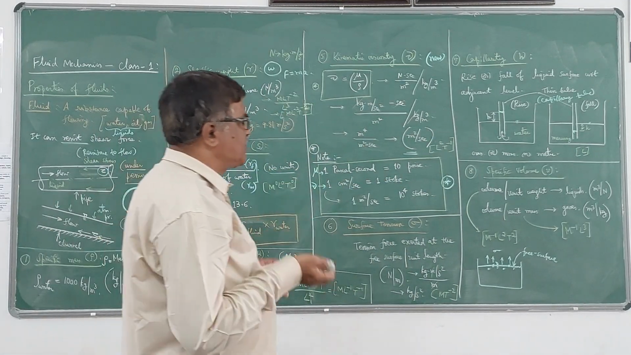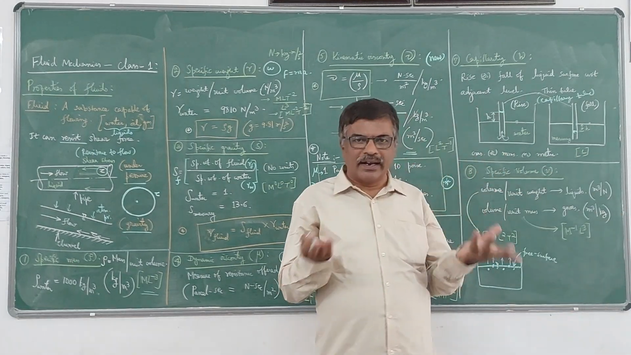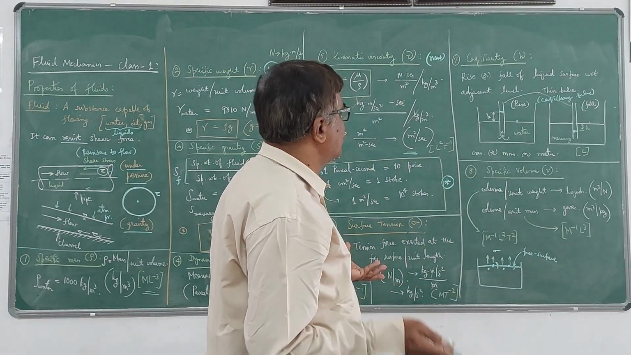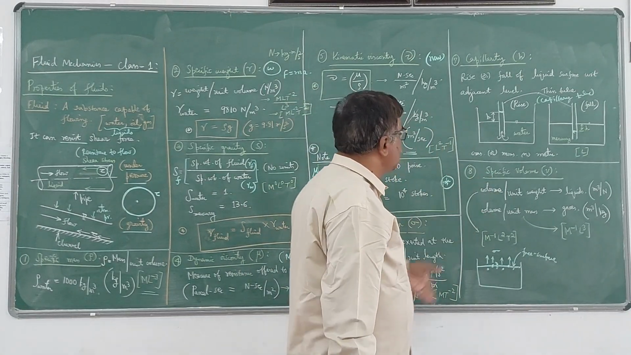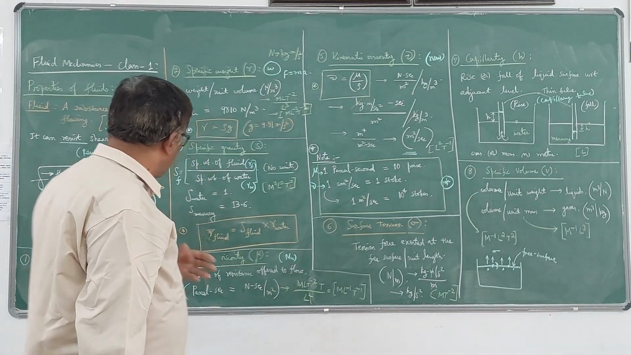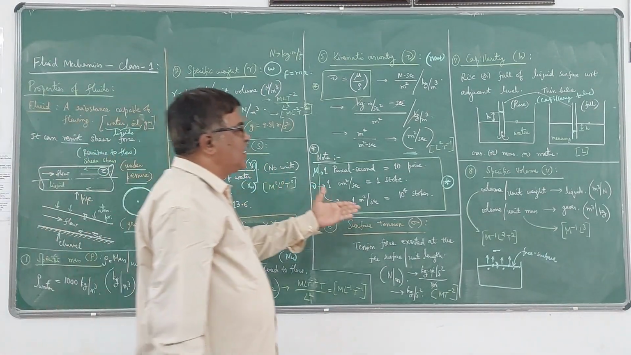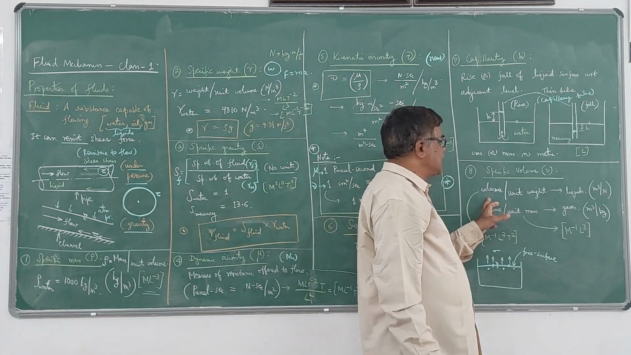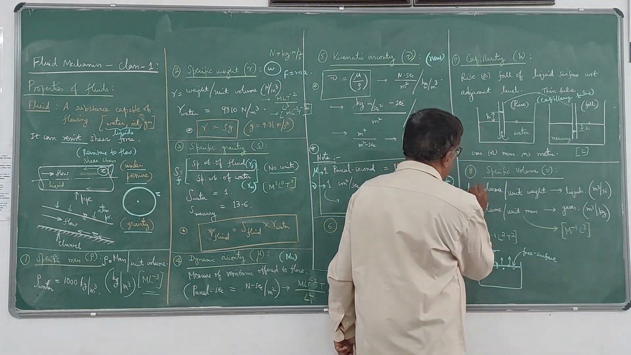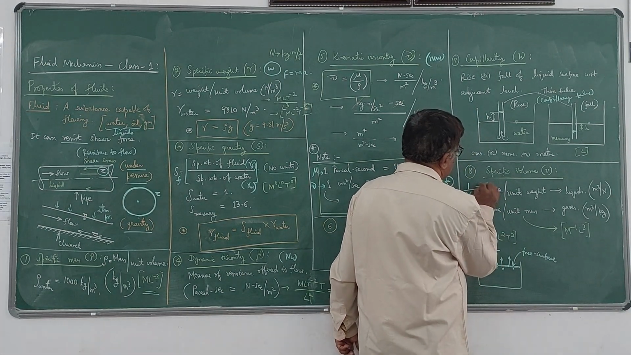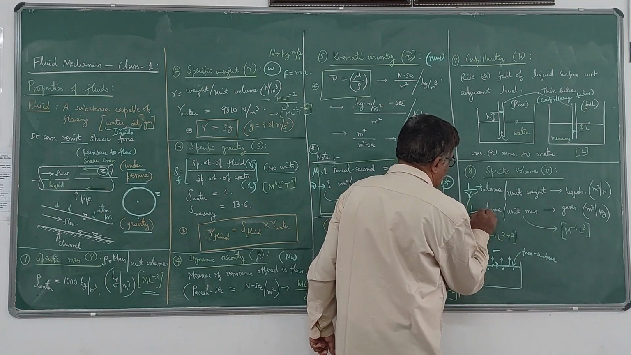It is normally expressed in terms of centimeters or millimeters or meters, and its dimension is L, only the length dimension. Next, another property is specific volume. Specific volume is nothing but the reciprocal of specific mass or specific weight. In the case of liquids, we take it as the reciprocal of specific weight, that means 1 by gamma. In the case of gases, it is 1 by rho. That's all the difference.